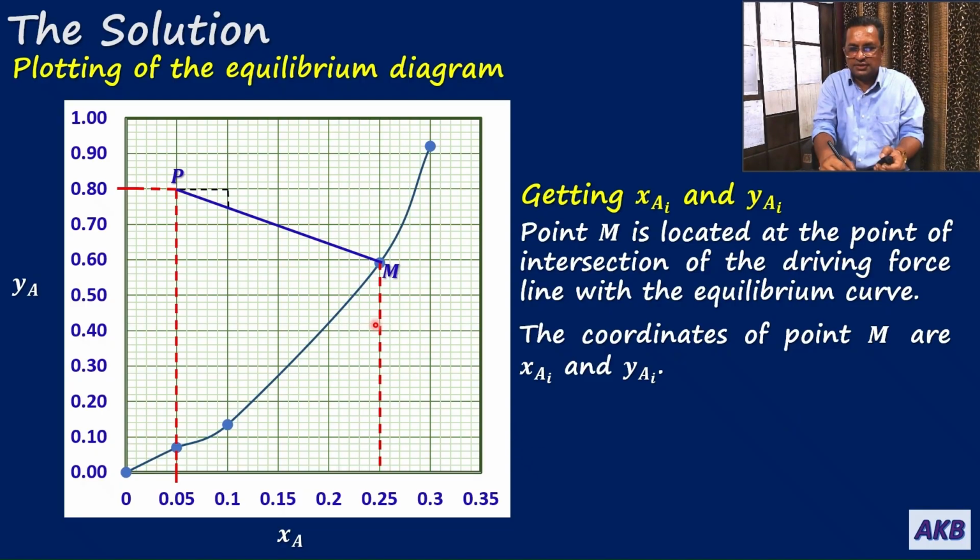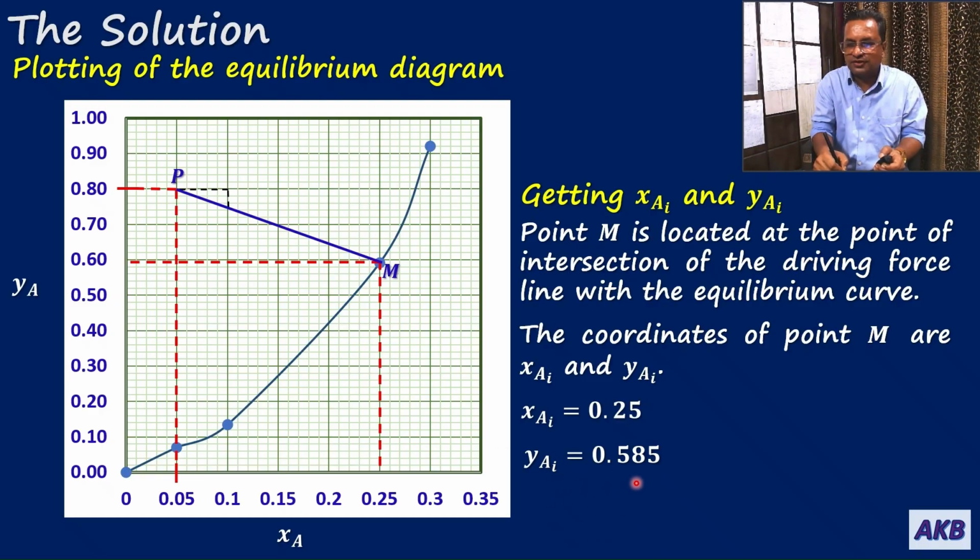If you get the X coordinate, it comes out to be 0.25. So XAI is 0.25. And if you get the Y coordinate, it is 0.59. Actually it is 0.585. So XAI is 0.25 and YAI is 0.585. In this way, we get the interfacial concentrations. So the solution to part 1 is complete. We have got the values of interfacial concentrations.